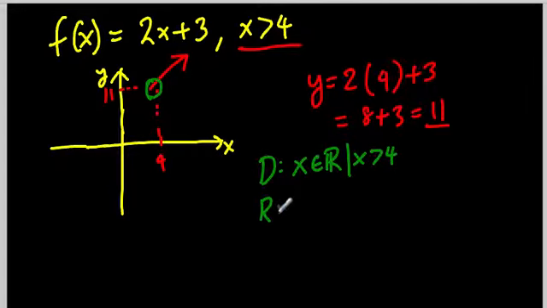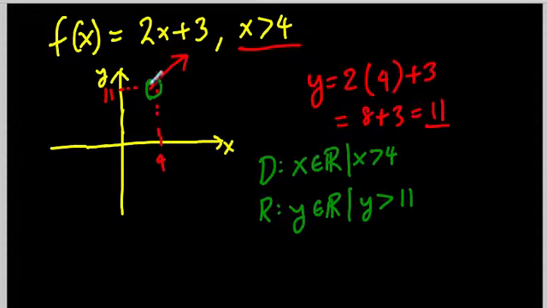Now, what's the range? The range is all the possible y values. And if we observe, it starts after 11 and just keeps going up forever. So we say y is an element of reals, and we say y is greater than 11. We don't say equal to because this is an open circle. So we simply say y is greater than 11. All right?